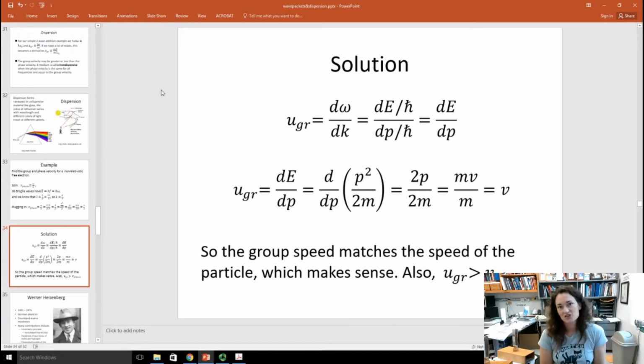All right, so that'll do it for dispersion relationships and wave packets. And then we're going to talk about some of the consequences for that, the fallout, basically, which is the Heisenberg uncertainty principle, in the next lecture.